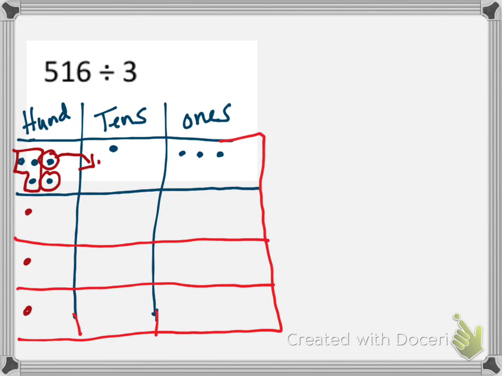So here we go. 1, 2, 3, 4, 5, 6, 7, 8, 9, 10. Take the next one. 1, 2, 3, 4, 5, 6, 7, 8, 9, 10. And that gives us 11 tens. I'm sorry, that gives us 21 tens. This is 10 and this is 10, and then there's our 1. So we need to take that and split it equally among 3 different groups.